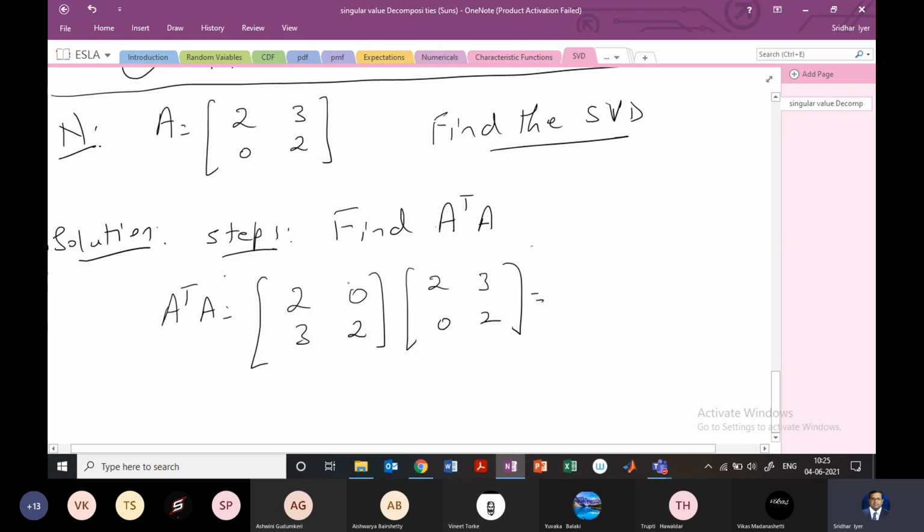So I need to multiply this. I'll multiply this row with that column like that. Okay. So what I'll have is 2 into 2 plus 0, so I'll have 4. Then we'll have 2 into 3 plus 0, which is 6. Next we'll have 3 into 2 plus 0, which is 6. And then we'll have 2 into 3 plus 4, so that is 9 plus 4. Right. So this value will become 4 6 6 13. Okay.